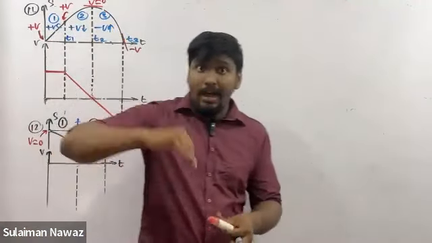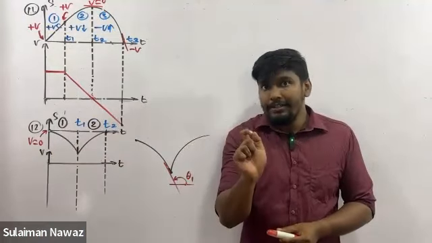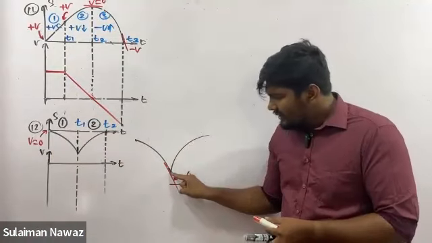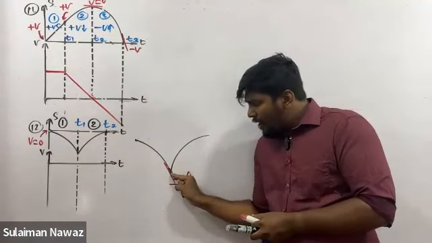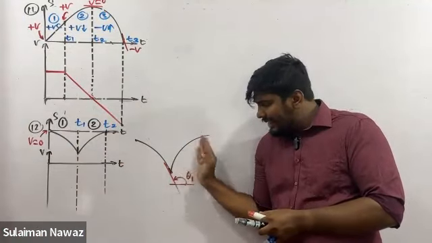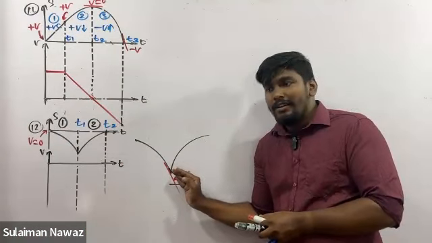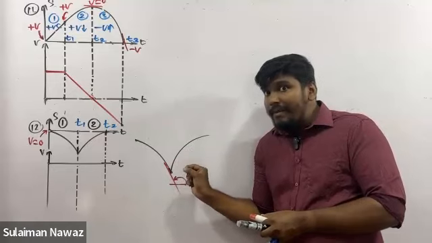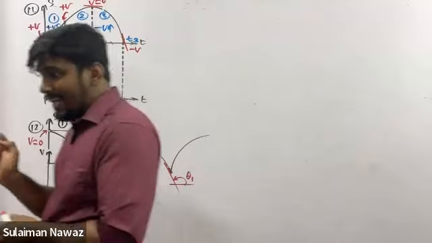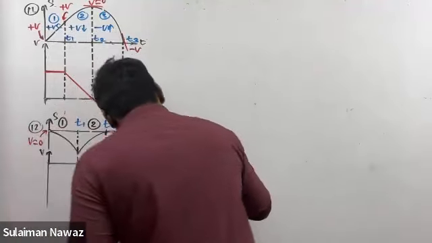If I consider the second graph, what is the initial point in the second graph? It is the same point. If I draw a tangent line to the initial point of the second graph, what is the angle made by the tangent line? Reply. Acute.